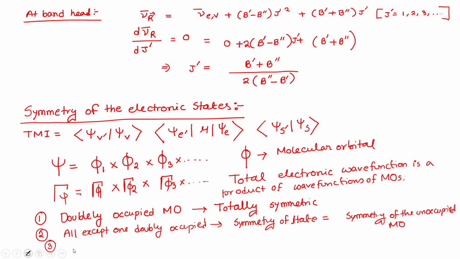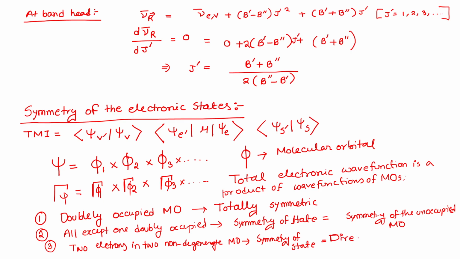And what if two electrons are in two non-degenerate MOs? Then the symmetry of the state is going to be the direct product of the symmetry of the MOs.